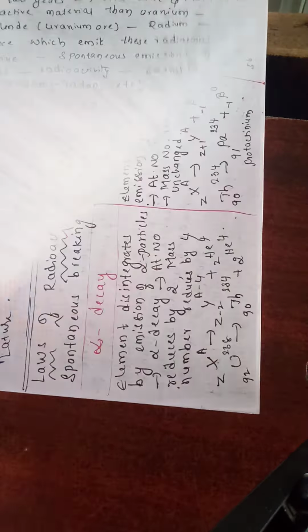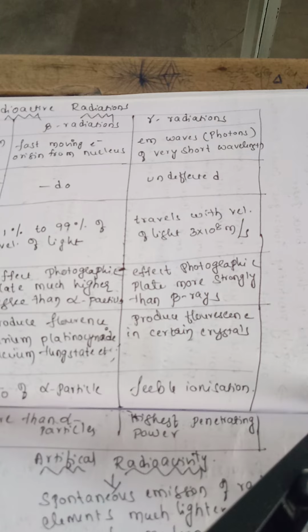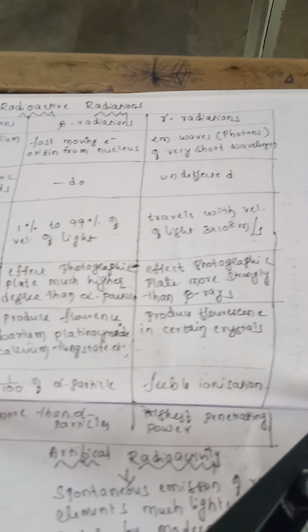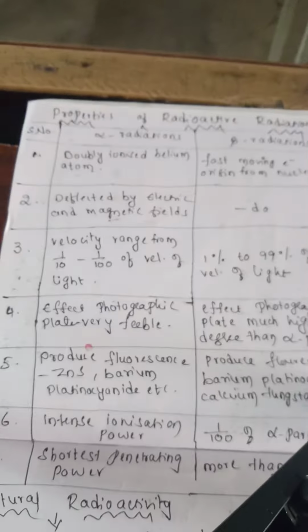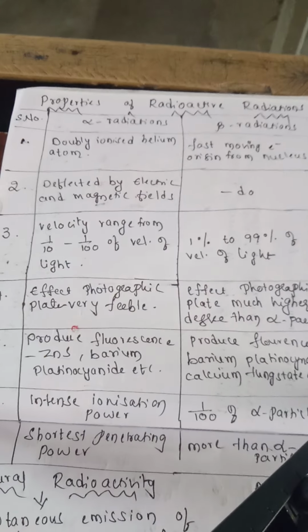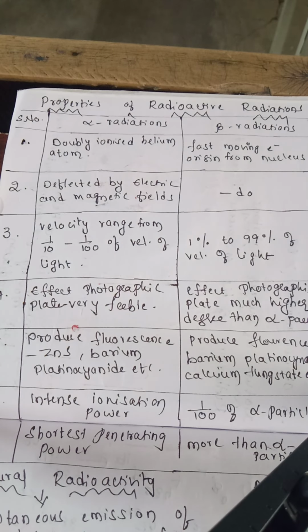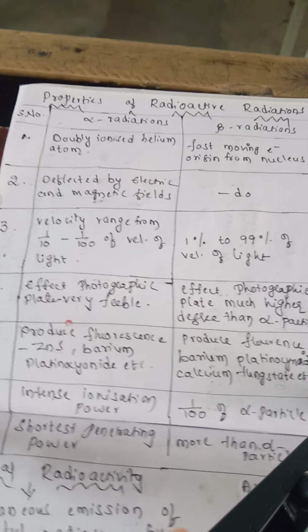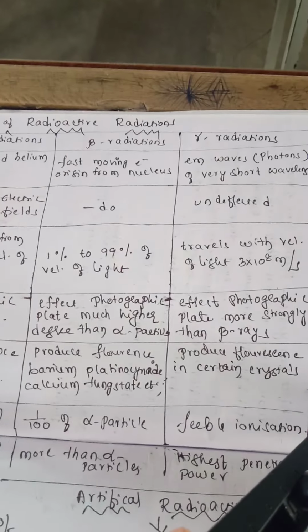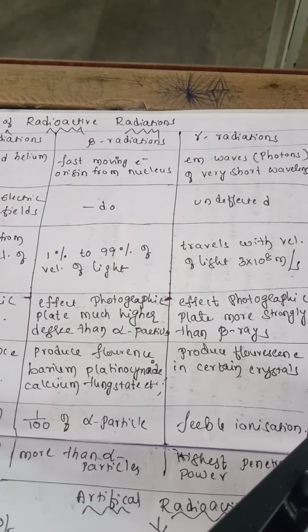Now if we take the electric and magnetic fields, then alpha radiations are deflected by electric and magnetic fields. Beta radiations are also deflected by electric and magnetic fields. And gamma radiations remain undeflected.